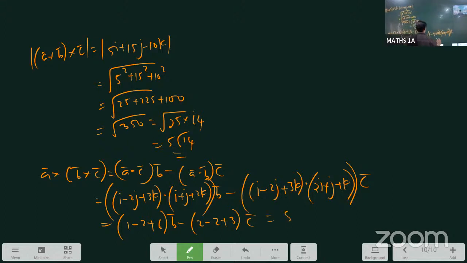What am I going to get? 5b bar. Minus 2 gets cancelled. And what I'm going to get is 3c bar. What is 5b bar then? So 5, that is 5 into b bar. What was b bar? It is i plus j plus k. Minus 3c bar, 3 into c bar. What is that c bar? 5i plus 2j plus 2k.